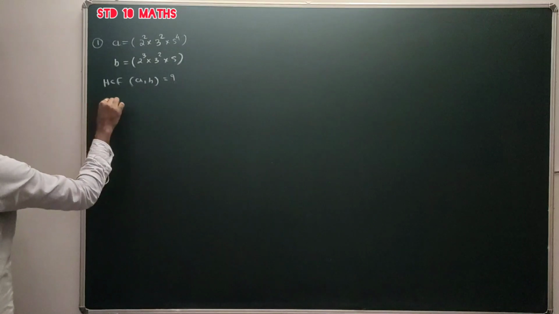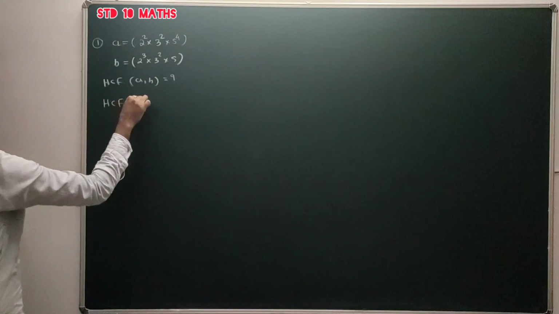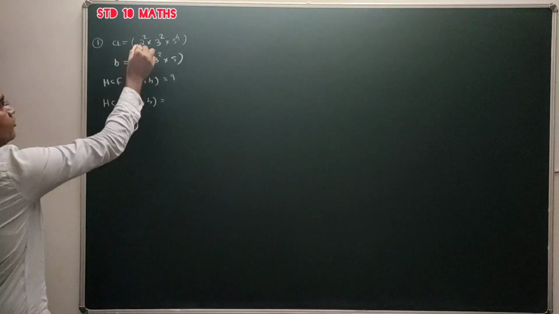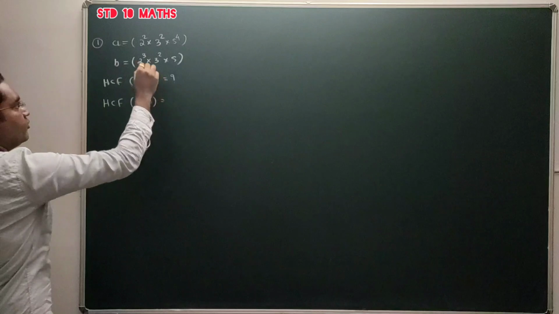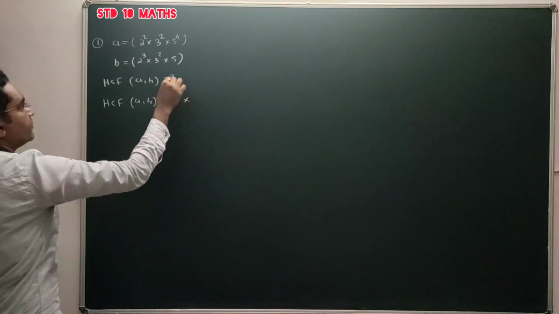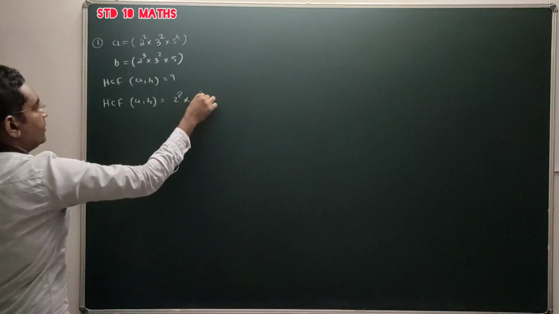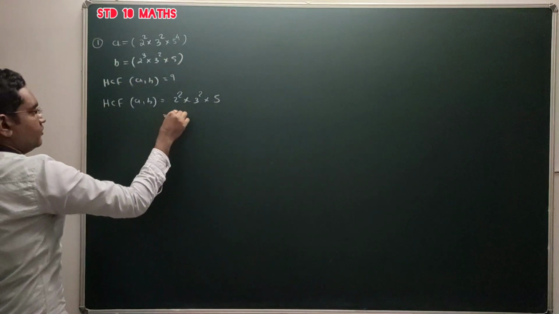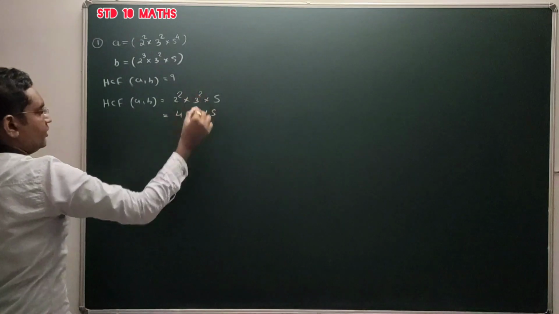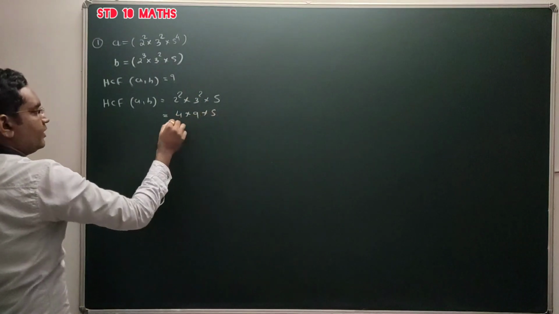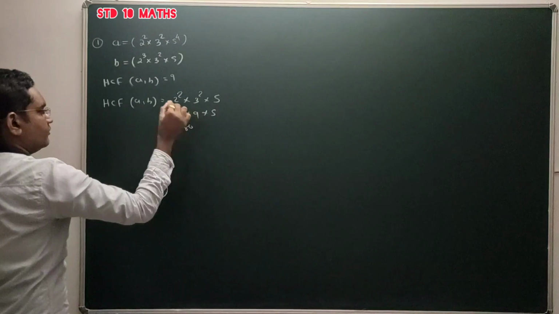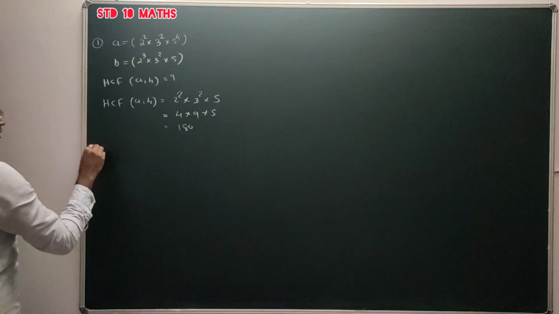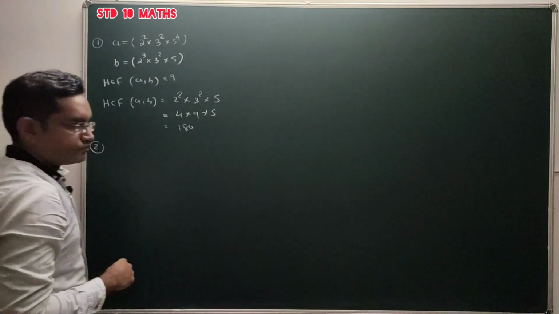So HCF is nothing but the highest common factor of two numbers a and b. So which is the highest common factor? Common factors are 2 square and 2 cube, so it's 2 square, 3 square, and here 5 is the common factor. So these are the common factors. This is equal to 4 into 9 into 5. 4 fives are 20, 9 twenties are 180, which is the HCF of the given numbers. Done? Now question number 2.